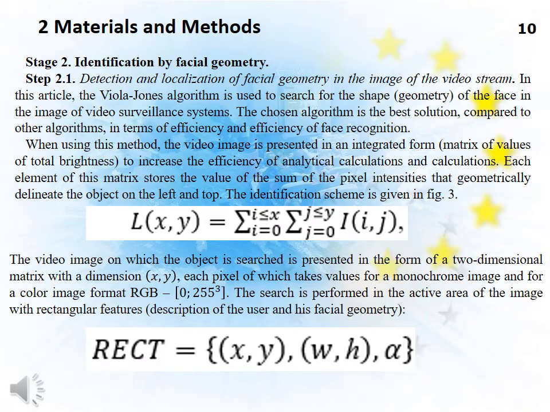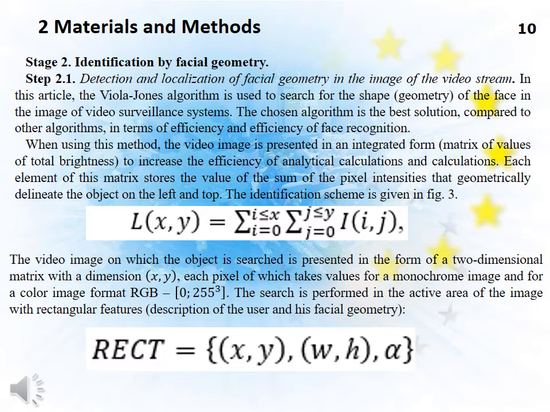Stage 2 is identification by facial geometry. Detection and localization of facial geometry in the image of the video stream. In this article, the Viola-Jones algorithm is used to search for the shape or geometry of the face in the image of video surveillance systems. The chosen algorithm is the best solution compared to other algorithms in terms of efficiency and accuracy of face recognition. When using this method, the video image is presented in an integral form, or matrix, of total brightness to increase the efficiency of analytical calculations, and each element of this matrix stores the sum of the pixel intensities that geometrically lie to the left and above.